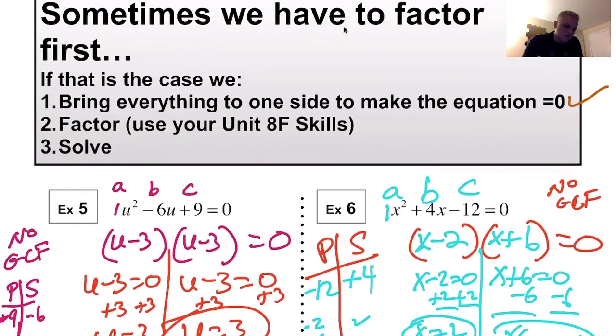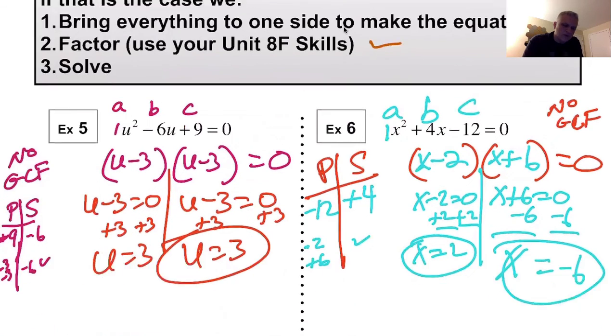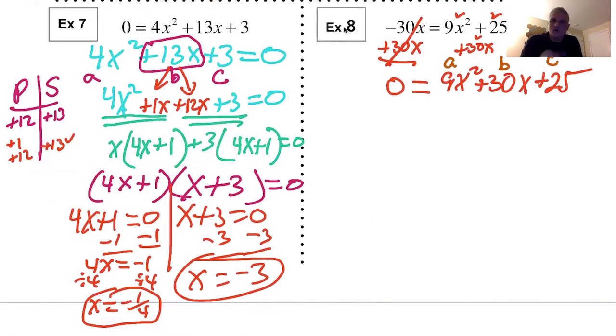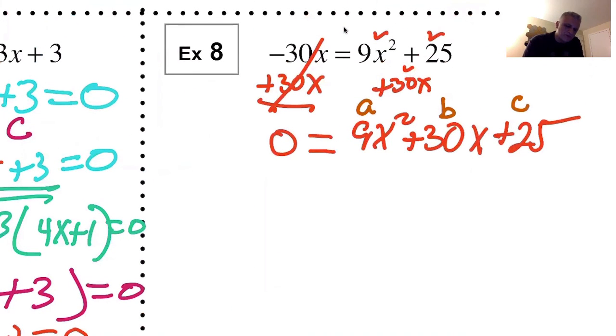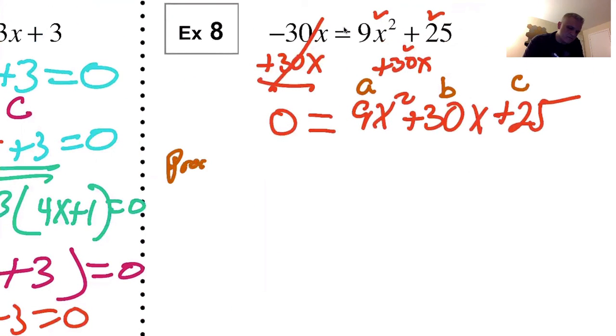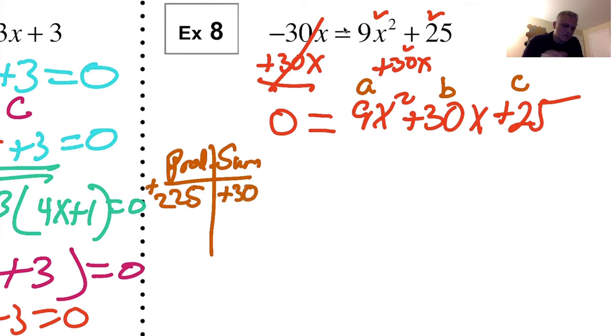We got equals 0. Next thing we have to do is factor. Okay, here's the challenge. Again, the A is not 1, so we need to do grouping. And this is going to be a little bit bigger, but I guarantee you we can do this. All right, so here we go. Product, sum. Okay, product is going to be 9 times 25. If I have 9 quarters, what do I have? I have $2.25. So positive 225.